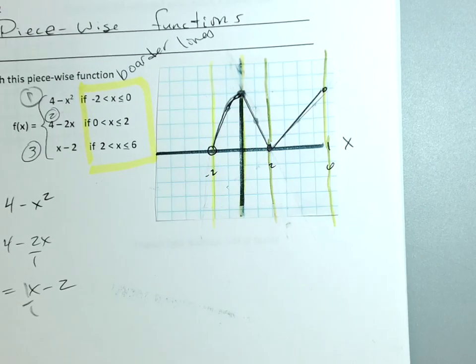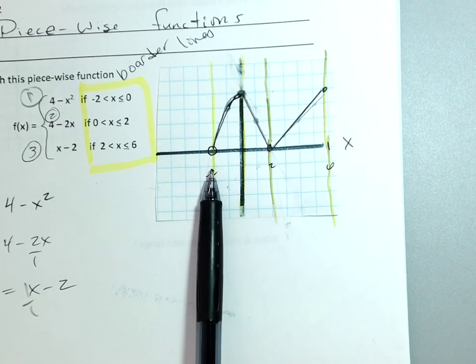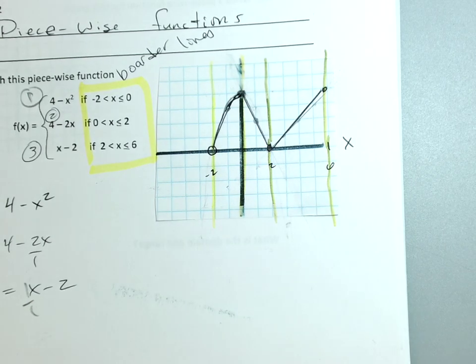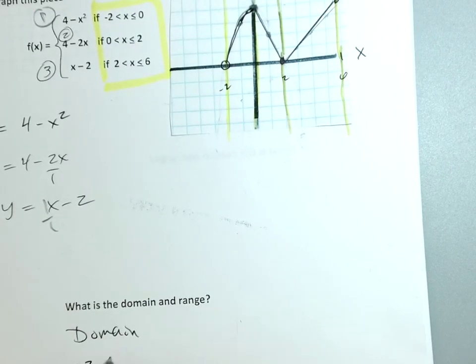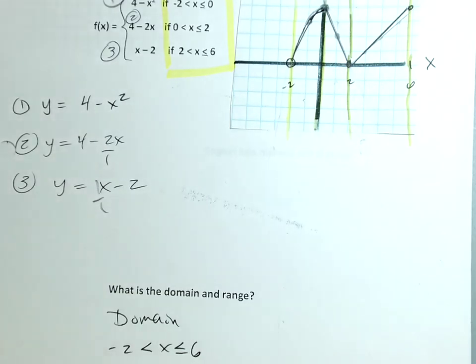Okay, now, domain. Well, how wide is it? It goes from -2 to 6. Does it include -2? No. So my domain is going to be -2 is less than x, which is less than or equal to 6, okay? Now, what does that say mathematically? It says, read it backwards, x is greater than -2, right? Read it backwards. And x is less than or equal to 6.